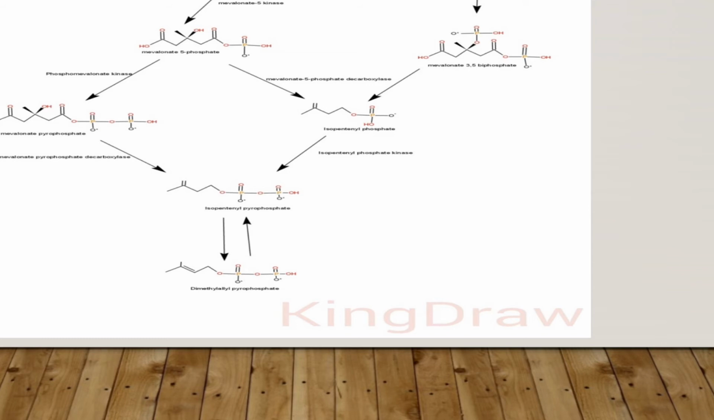If there is only one isoprene unit, it is called a hemiterpenoid. If two isoprene units are there, it is called a monoterpenoid. If four isoprene units, it is called a diterpenoid. Then six isoprene units, it is called a triterpenoid. And when eight isoprene units, it is called a tetraterpenoid. This means that depending upon the number of IPP units, the class of the terpenoid is determined.